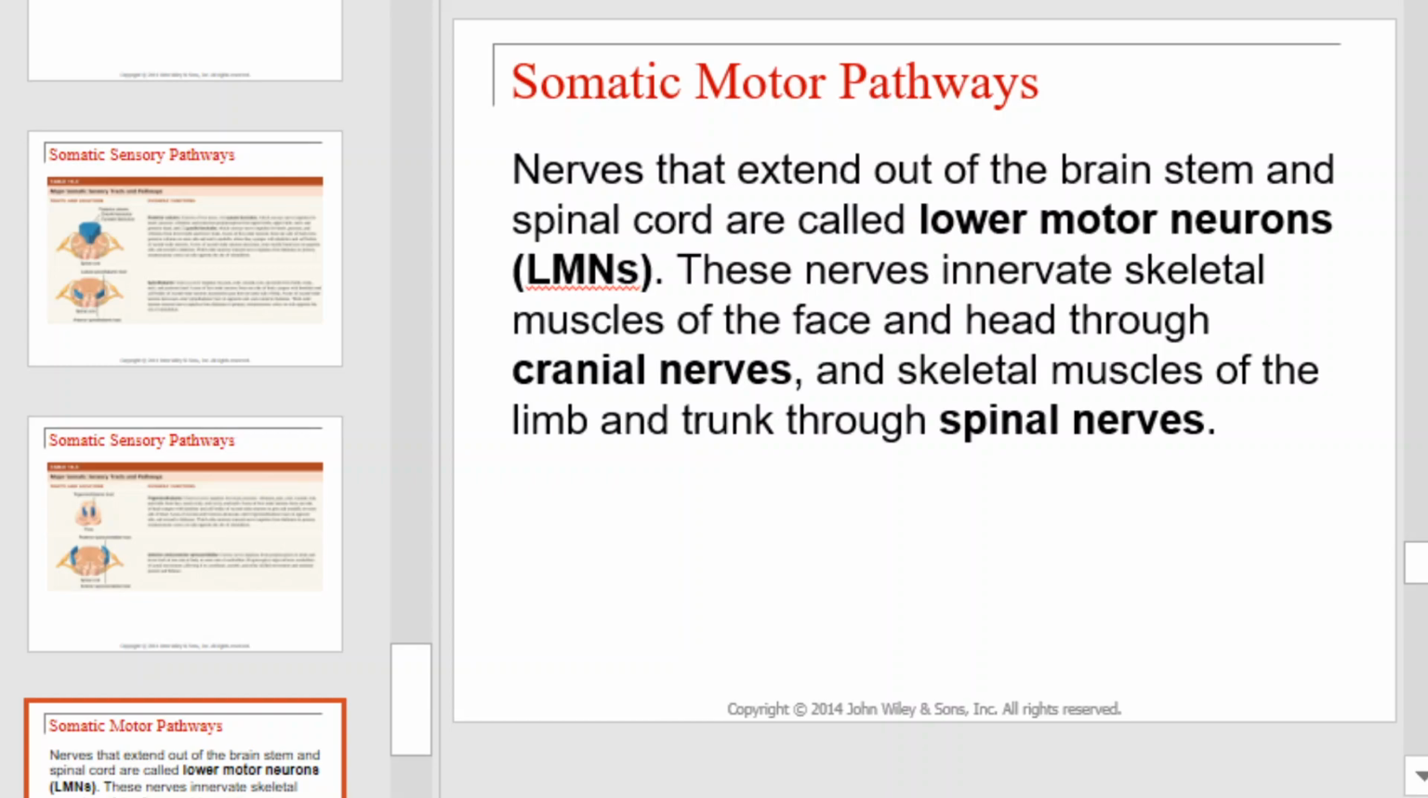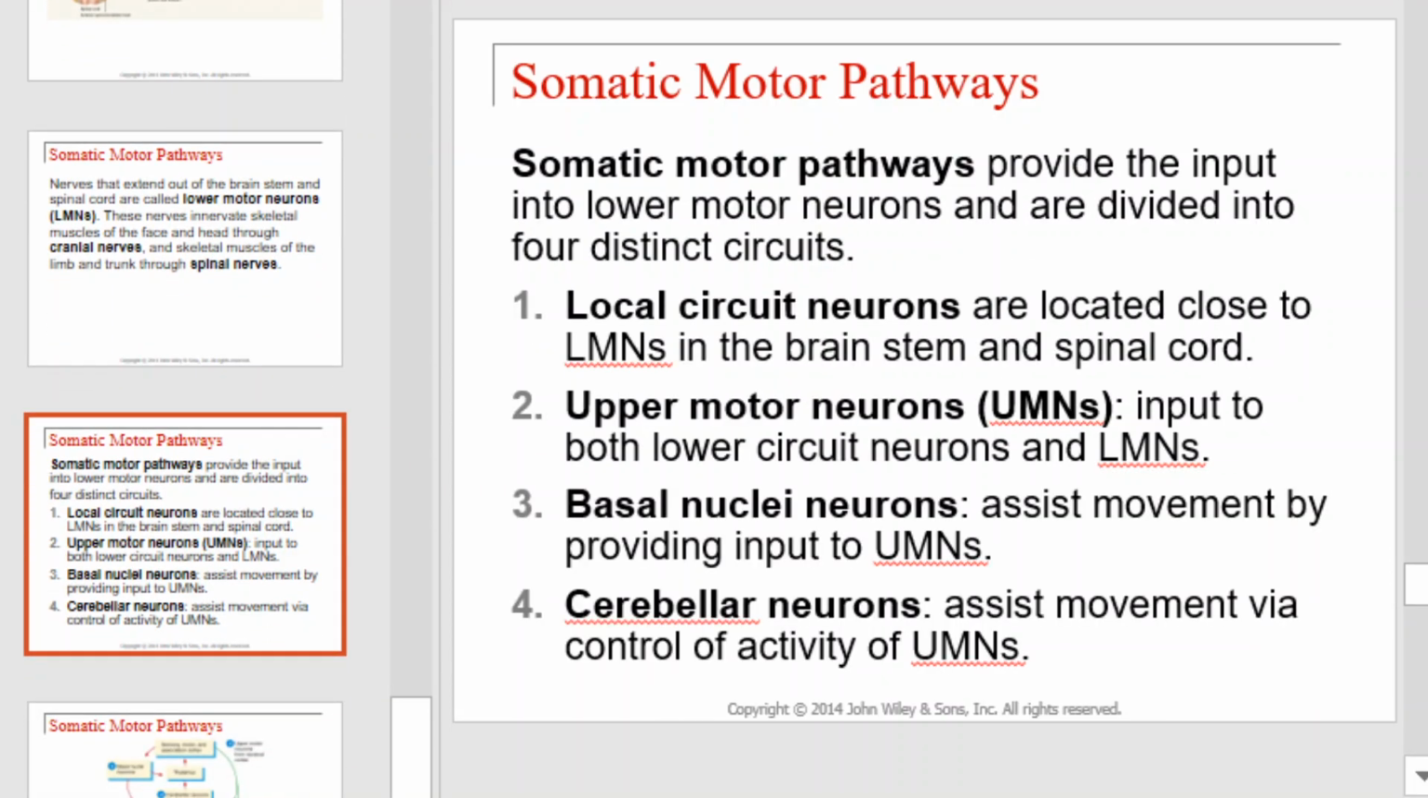Nerves that extend out of the brainstem and spinal cord are called lower motor neurons, or LMNs. These nerves innervate skeletal muscles of the face and head through cranial nerves, and skeletal muscles of the limb and trunk through spinal nerves. Somatic motor pathways provide the input into the lower motor neurons and are divided into 4 distinct circuits.